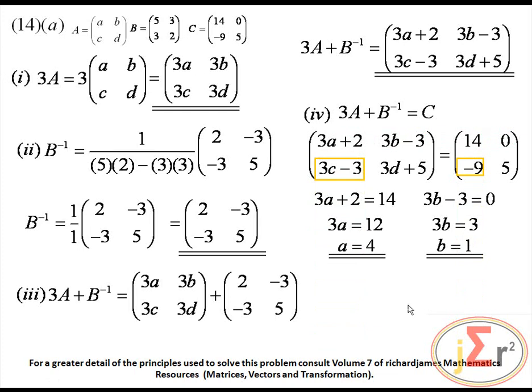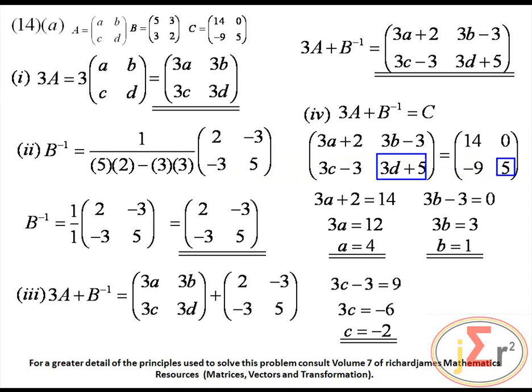Then 3c minus 3 is equal to negative 9. Adding 3 to both sides, we have 3c is equal to negative 6, and c is equal to negative 2. Finally, 3d plus 5 is equal to 5. Subtracting 5 from both sides, we get 3d is equal to 0. And of course, dividing both sides by 3, we get d is equal to 0.